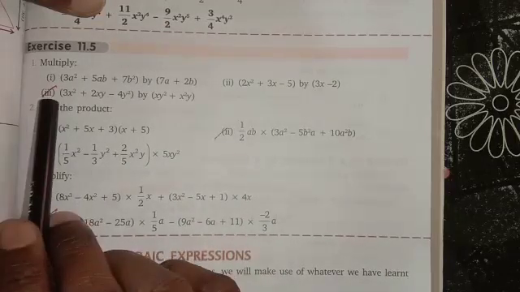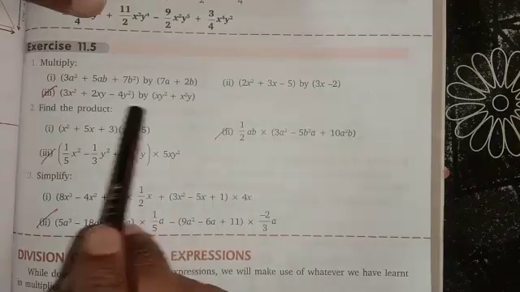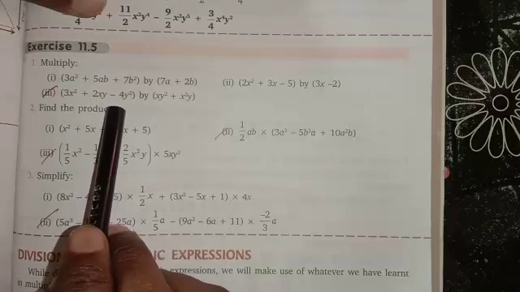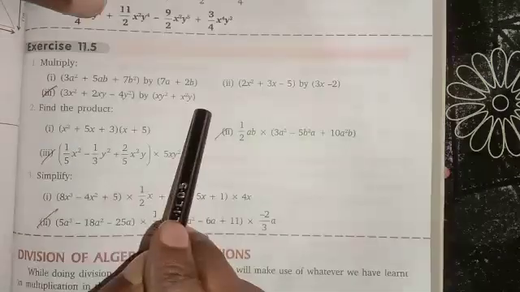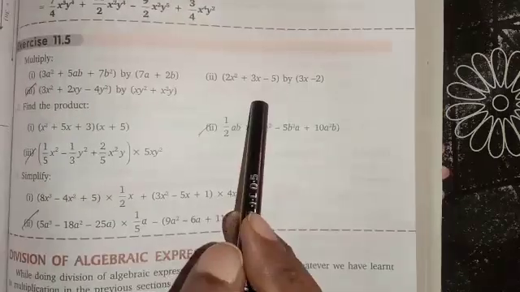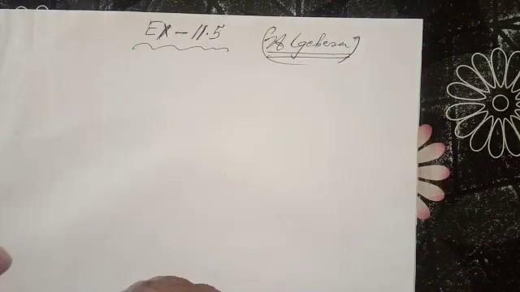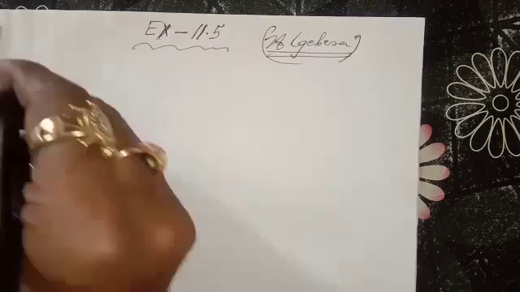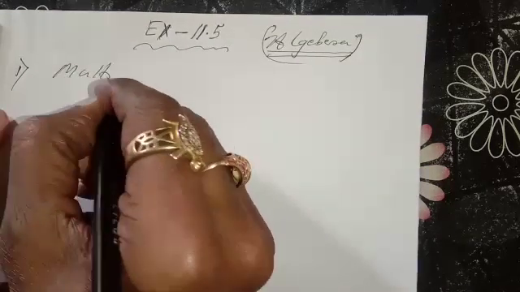You have to multiply. The third part, number 1, just to see what you have to multiply: 3x square plus 2xy minus 4y square by xy square plus x square y. Just see, I have already done this exercise. First part and second part I have already done. For your coming annual exam, let me revise. Exercise 11.5, that is algebra portion, chapter number 11. Number 1, you have to multiply.